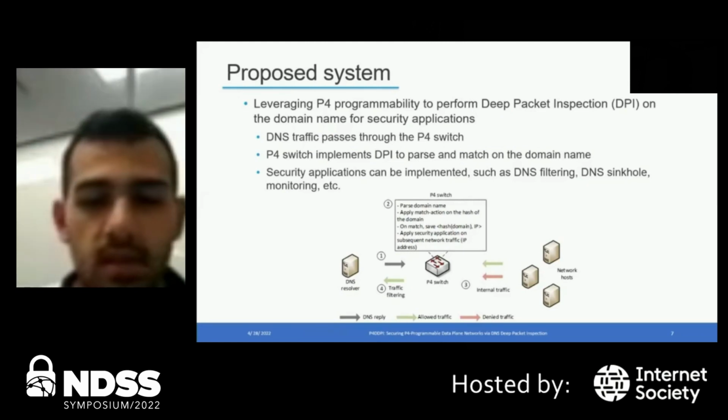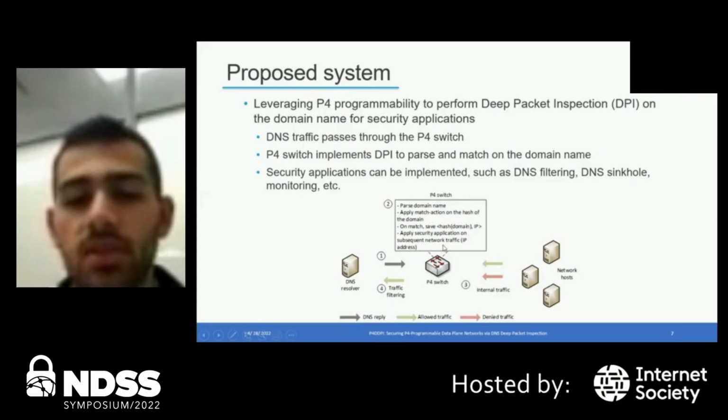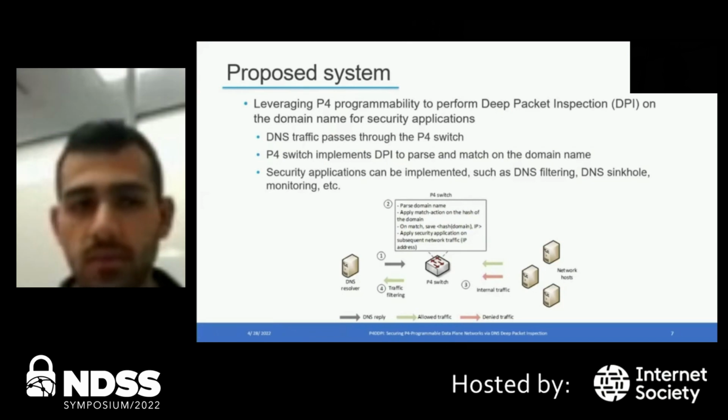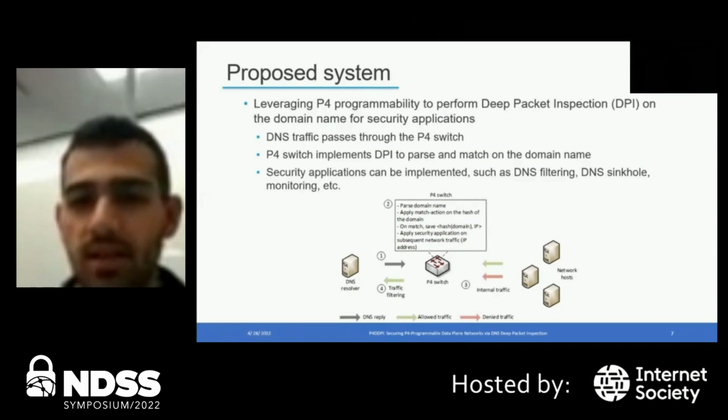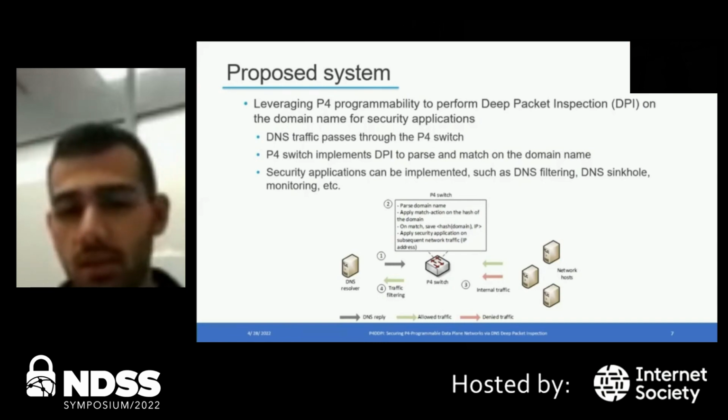So our main topology, or assumption, is that our P4 switch lies between the domain name system resolver and the network host. So all the DNS traffic passes through the P4 switch. The P4 switch will apply deep packet inspection on the packets in order to match and perform the security functionalities, which can be basically DNS filtering, URL filtering, monitoring, and so on.